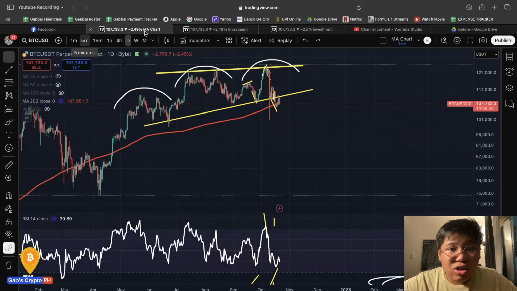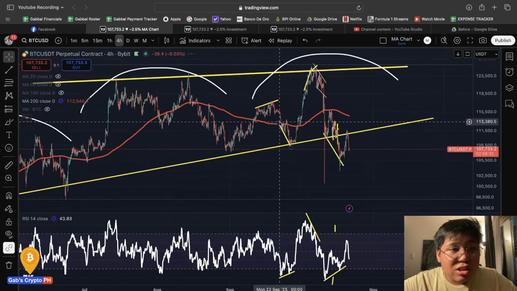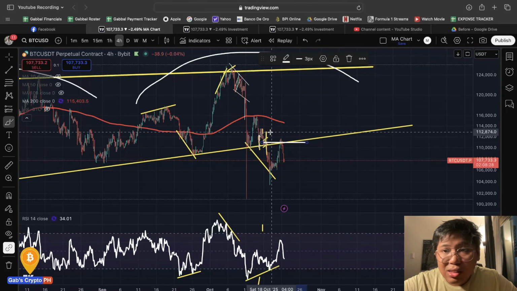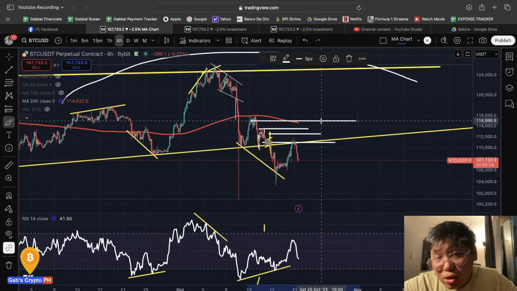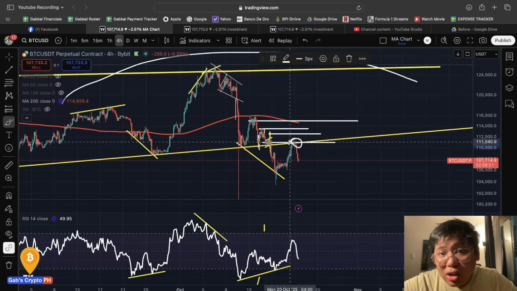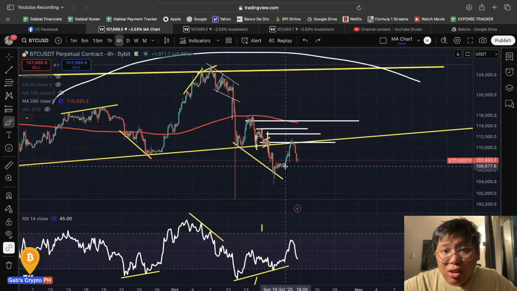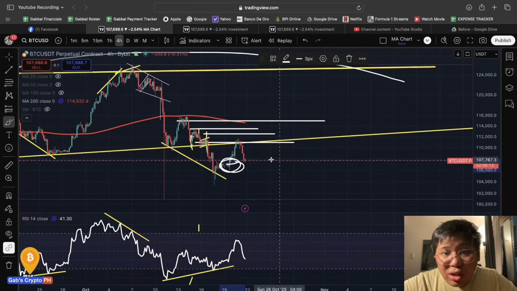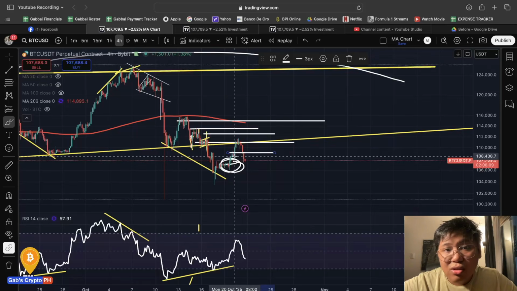Here with the Bitcoin price action, initially we opened a long position targeting around 110,000, 112, 113, and 115. At the same time, I told you guys that we are going to take profit at 110,000 as our first take profit area. Then after that, we are going to adjust our entry or stop loss into a trail stop around 109,000 US dollars. So that's what we did with the Bitcoin price action, right?